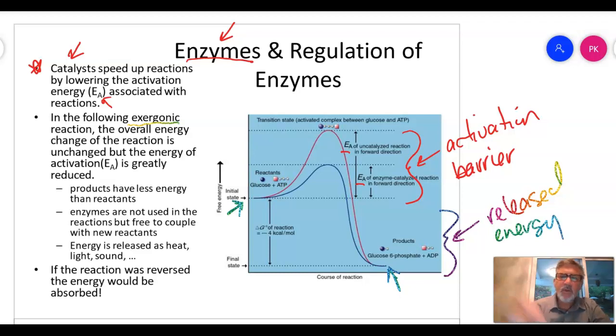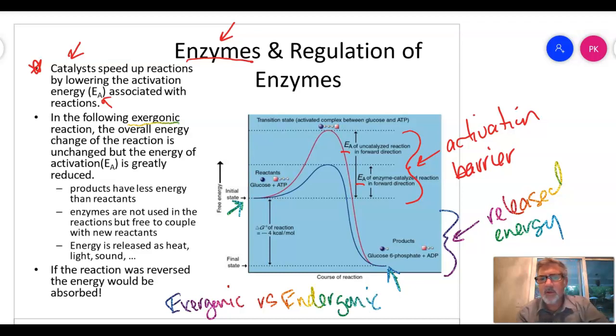So the opposite of exergonic is endergonic. So endergonic would be energy absorbing. We'll talk about metabolism a little later. We'll say that exergonic reactions are tied to endergonic reactions. So if you're releasing energy in one reaction in your body, you're absorbing it in another reaction in your body. Right?